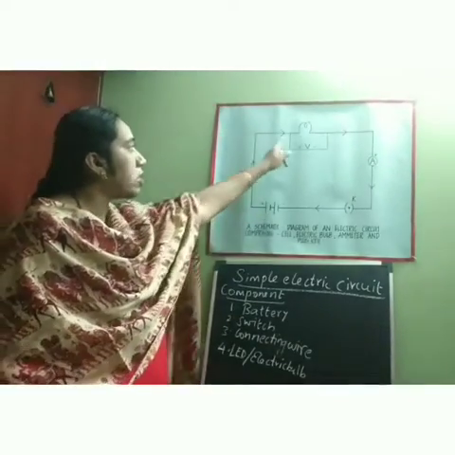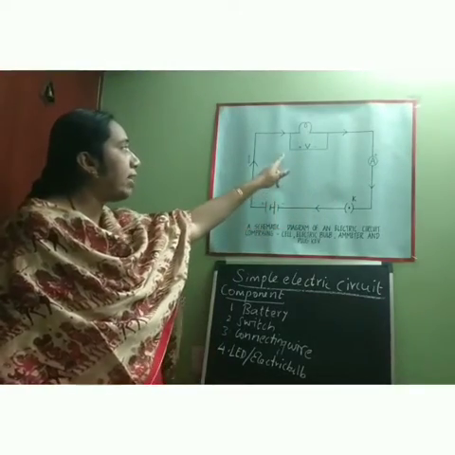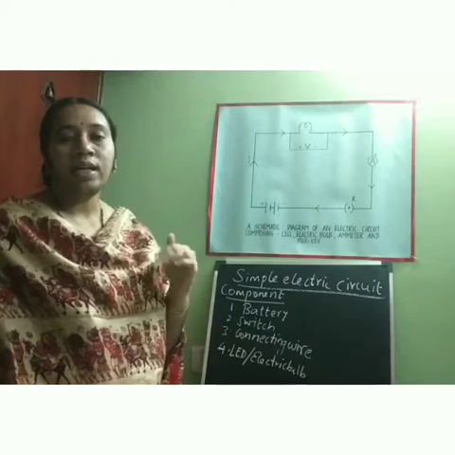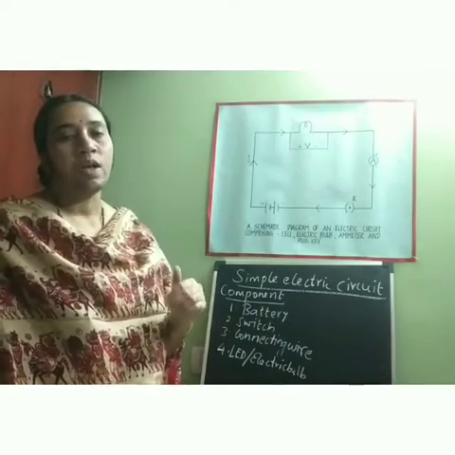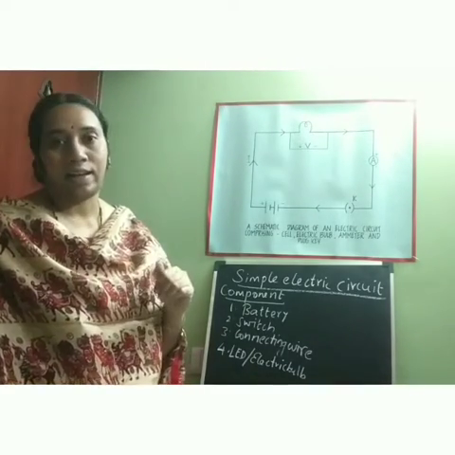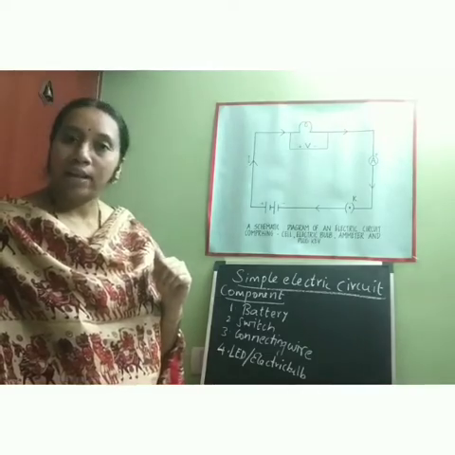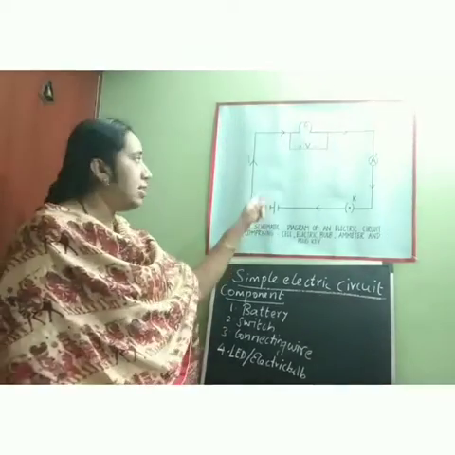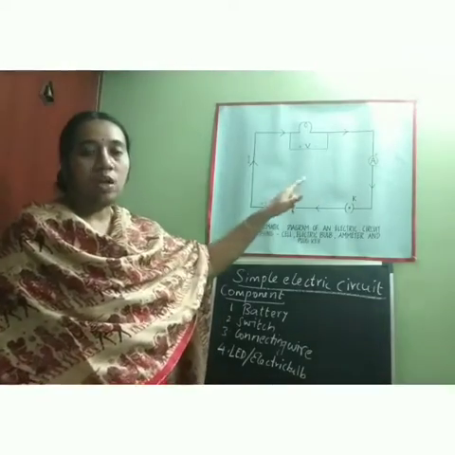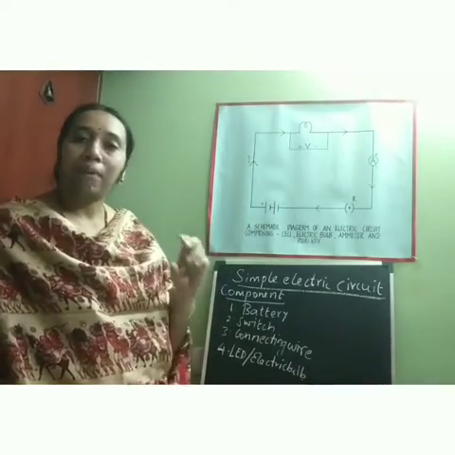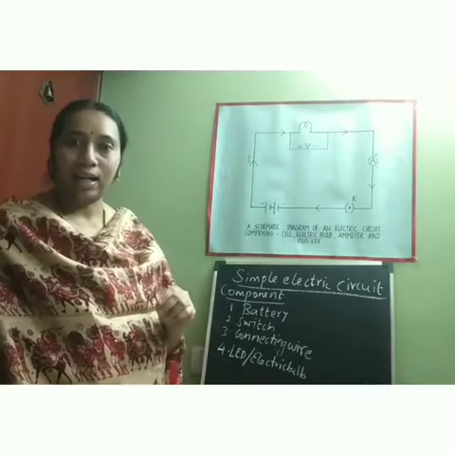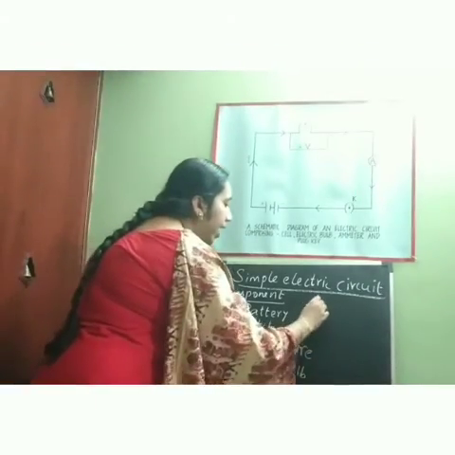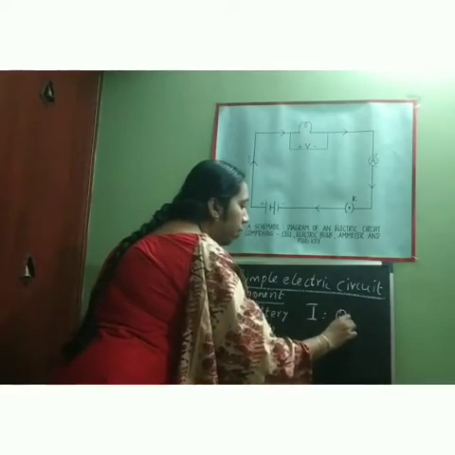A continuous closed path of an electric current constitutes an electric circuit. Now here comes a new term for you. How will you define an electric current? The flow of electric charges inside the circuit for a particular time period is known as electric current. How will you define it mathematically? I is equal to Q by t.